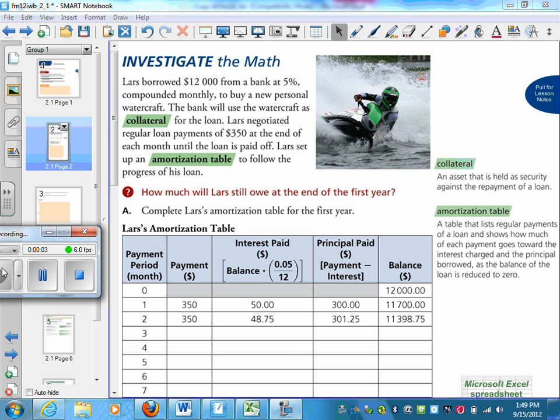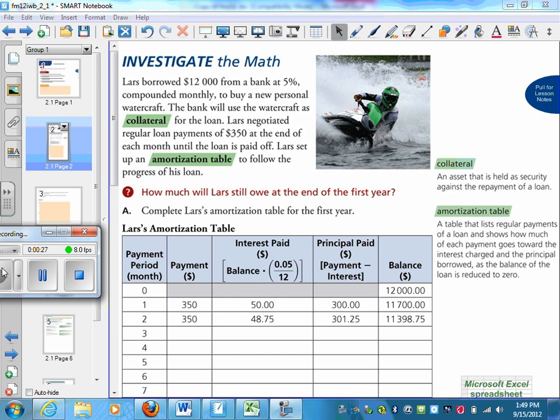2.1, analyzing loans. So here we have Lars, who borrowed $12,000 from a bank at 5% compounded monthly to buy a new personal watercraft. The bank will use the watercraft as collateral for the loan. He negotiated regular loan payments at $350 at the end of each month until the loan is paid off. He set up an amortization table to follow the progress of the loan.